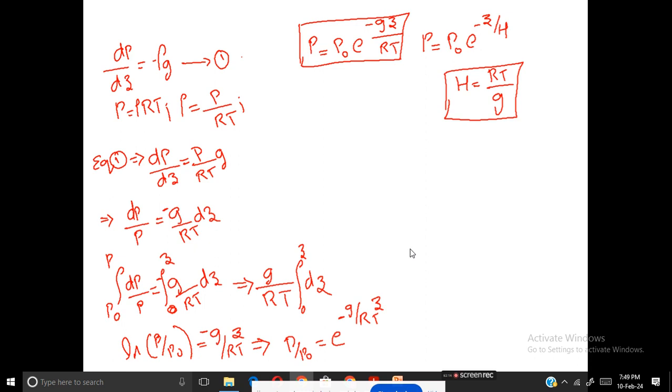So from the hydrostatic equation and the ideal gas equation, we derived the equation for the exponential decrease of pressure with respect to height. So now we know how to calculate H with the value of T, right? So now H can be calculated as RT by g. So H will be basically, what is the value of R? R is the universal gas constant. What is the value?